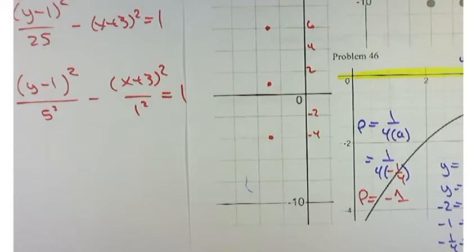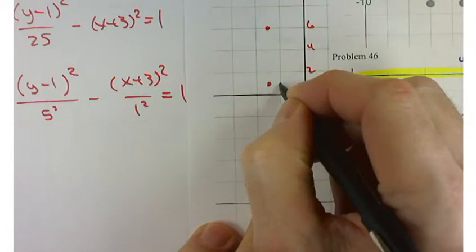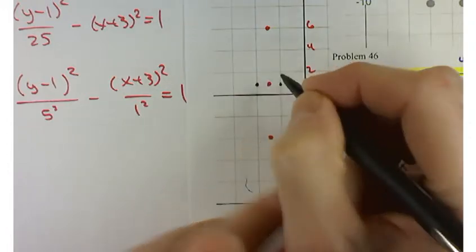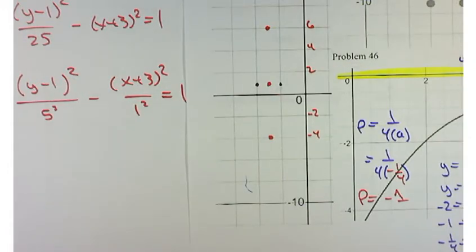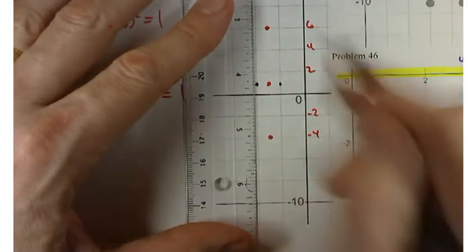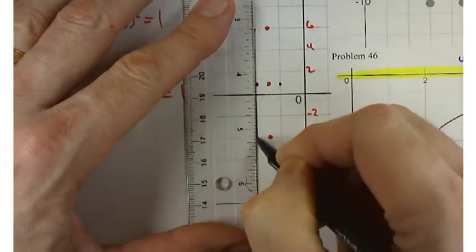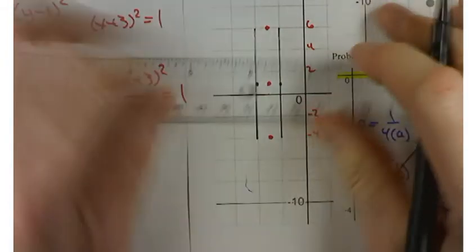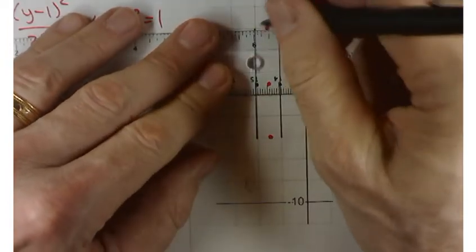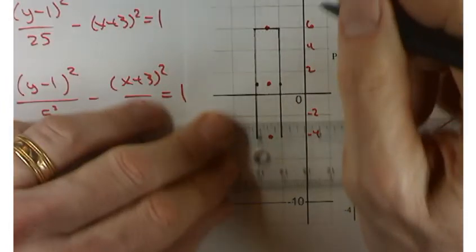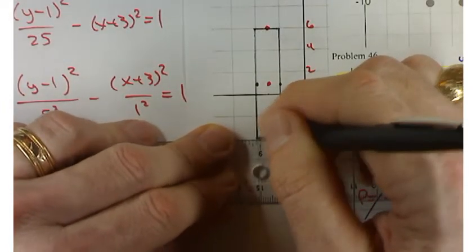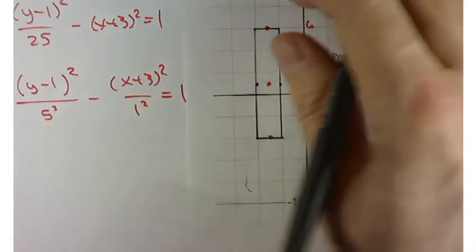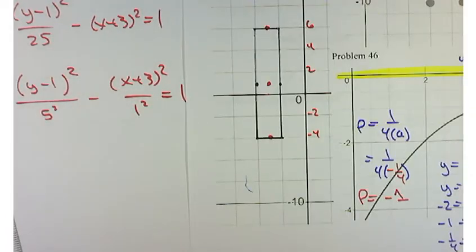How about the other sides of my box? How far do I got to move? Just 1, right? So it's going to be a really narrow box. It's okay. Let's just draw it and go with it. So here and there. There. There. Not only is it going to be a narrow rectangle here, but it's also going to be a very narrow hyperbola.